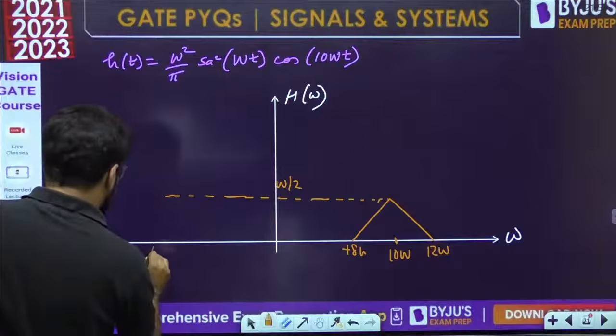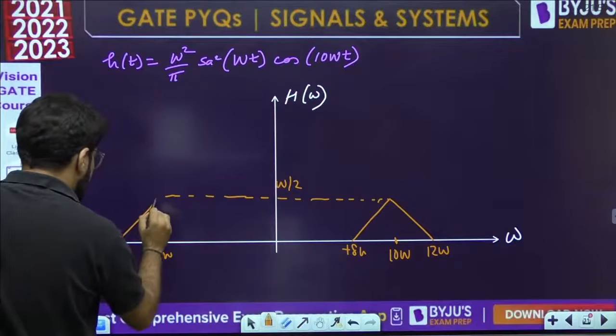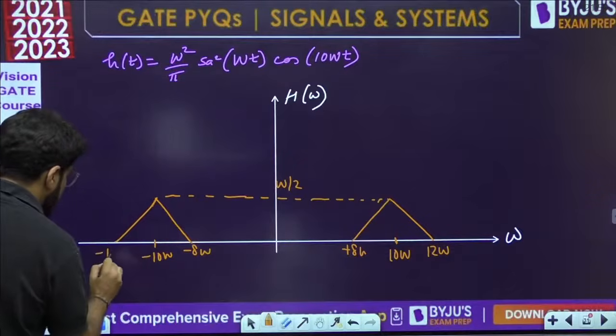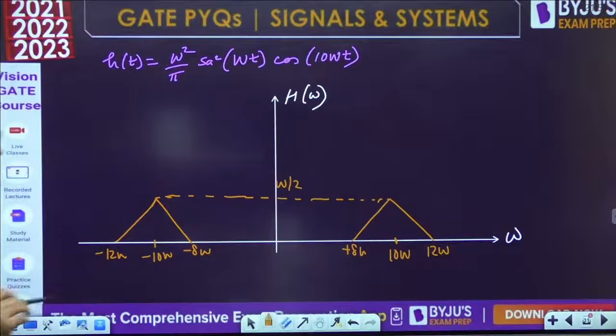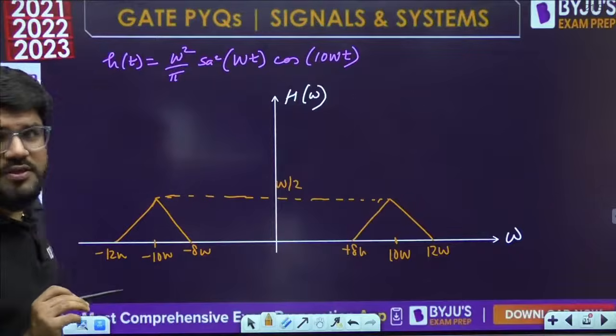Similarly, symmetrically on the left side, minus 10w, taking 2 left and 2 right, this will be minus 8w, this will be minus 12w. I am drawing a freehand curve, so don't worry about my drawing. Now guys, this is the frequency response of the system.